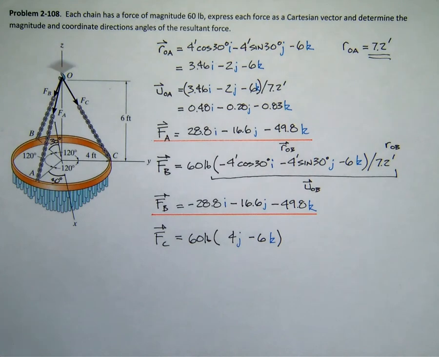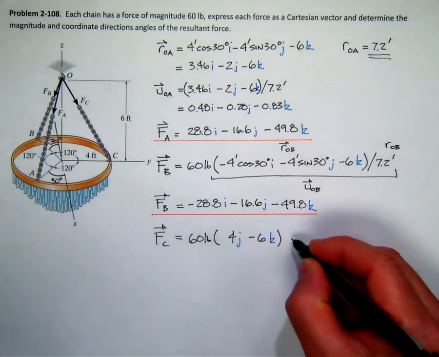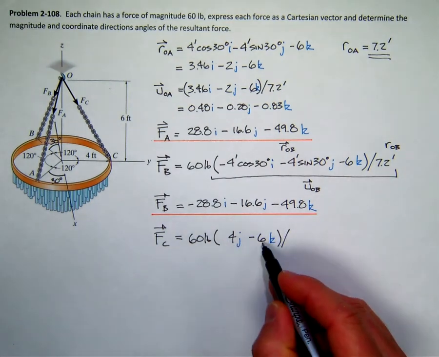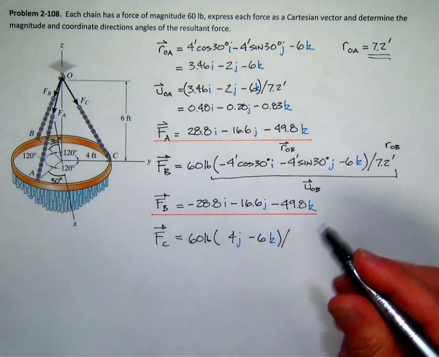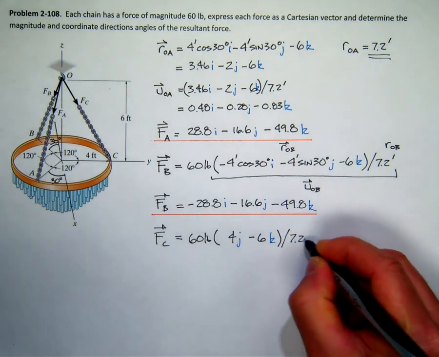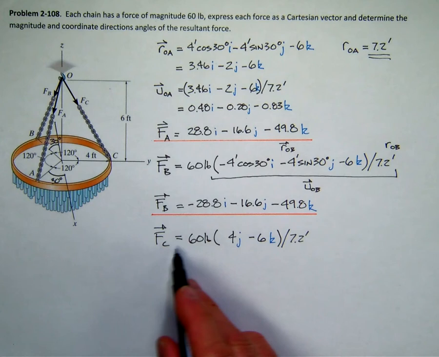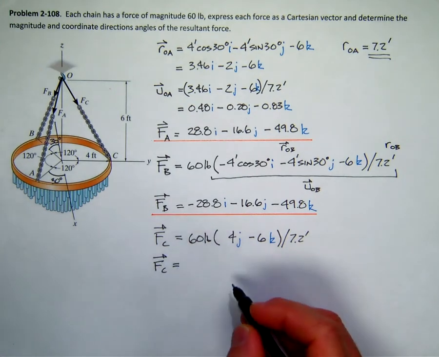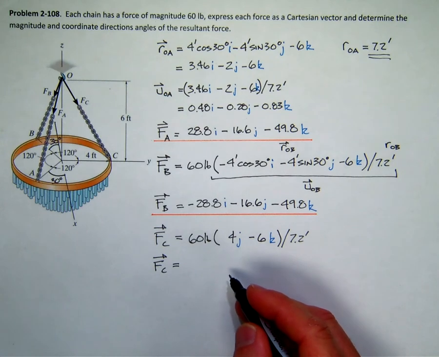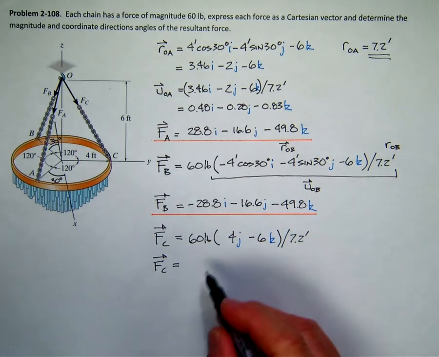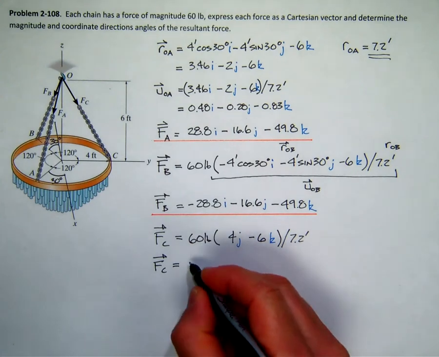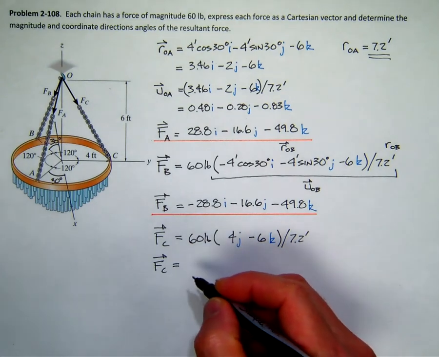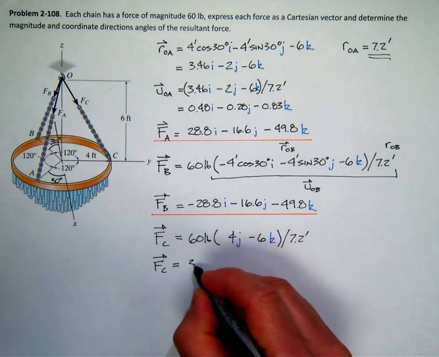Now what's the magnitude of that position vector? 4 squared plus 6 squared. That doesn't come out to anything nice and neat, does it? 7.2. Well, that's nice, but that checks. So now do the final multiplication. So what is the final value for the force at C? So 60 times 4 divided by 7.2. Looks like it's going to be 30 something. 33.3.